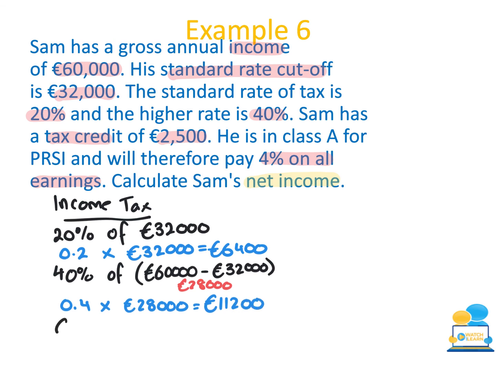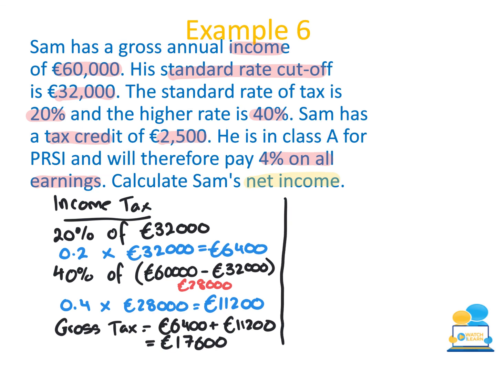So Sam's gross tax from his income tax is 6,400 plus 11,200, which gives me a total of 17,600. Moving on then, I'm just going to take away his tax credit. So that will give me his tax payable for his income tax. I'll just move it up here.